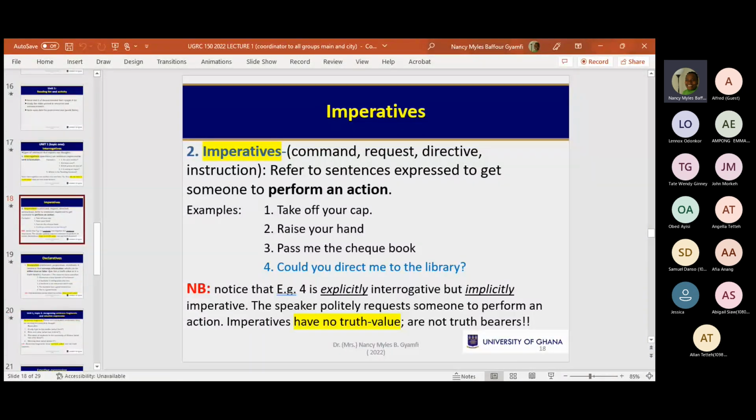Can I have any one of you give me an example of an expression that you can call imperative, apart from what is on my screen? Let me see if you are following. Any imperative at all? Quick, please. Any imperative? Wow. You cannot give me an imperative?